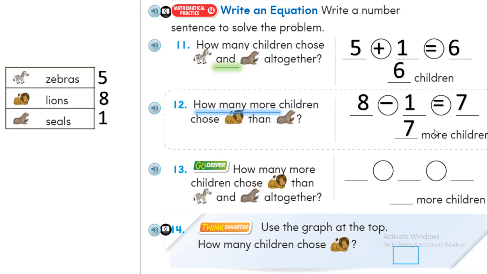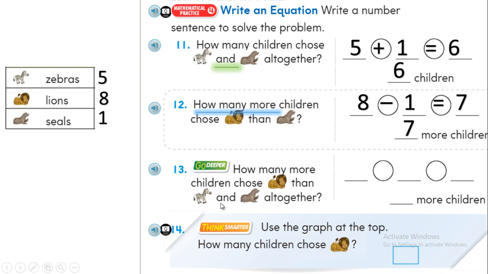This question is 2 parts. It has 2 parts. But the first part we already found, so don't worry about it. The question says, how many more? And again, how many more is a subtraction. Excellent. But we want to know which 2 numbers to subtract. How many more children chose lions? And we don't have than zebras alone or than seals alone. They want me to find how many children chose lions, then the zebras and the seals all together.